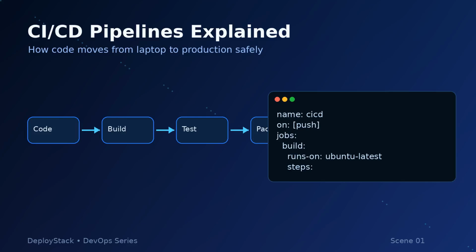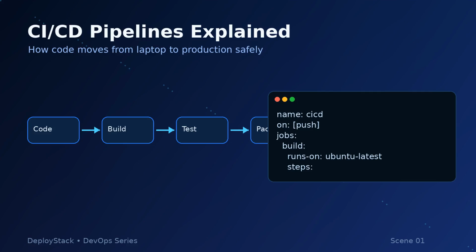Most developers do not hate deployments. They hate the uncertainty around deployments. Will the build pass? Did someone forget an environment variable? Will a tiny change break production at 5 p.m. on a Friday? That uncertainty is exactly what CI/CD is designed to remove.